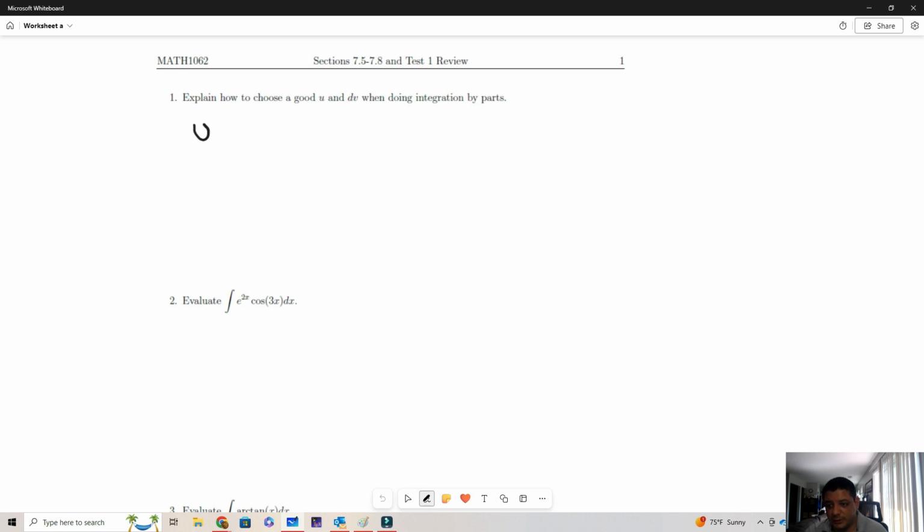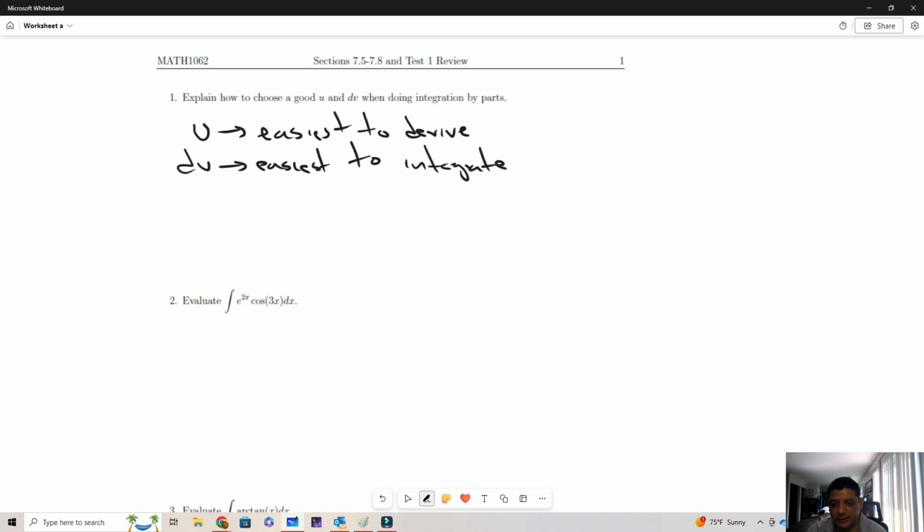The way that you want to do this is u is always selected as the function that is easiest to take the derivative of, and dv should be the easiest to integrate. Of course, I'll say that this one takes precedence. Find out first which is the easiest to integrate, and then if for the other one you can find the derivative, it's going to be much easier to do.